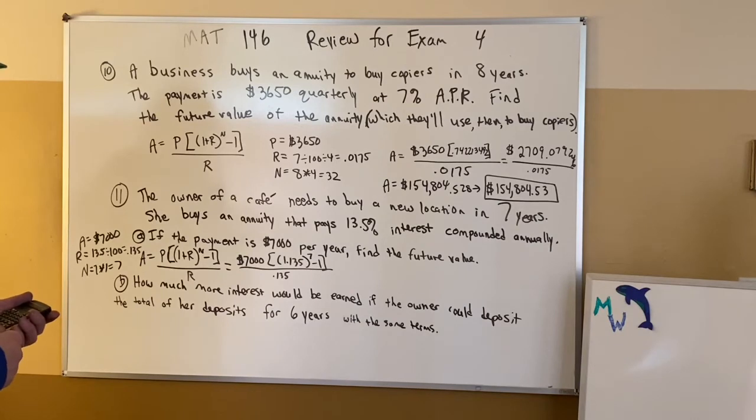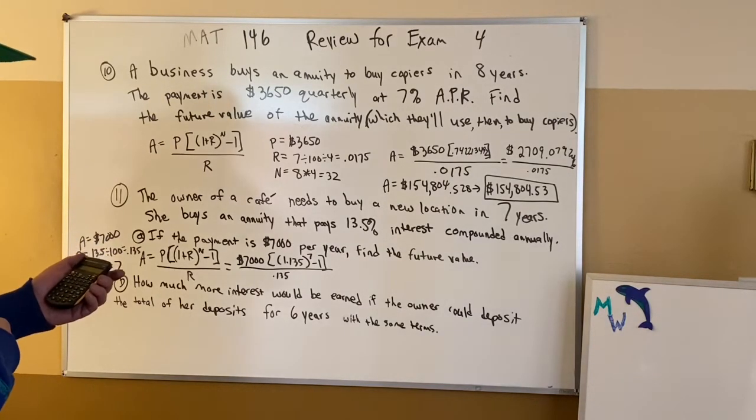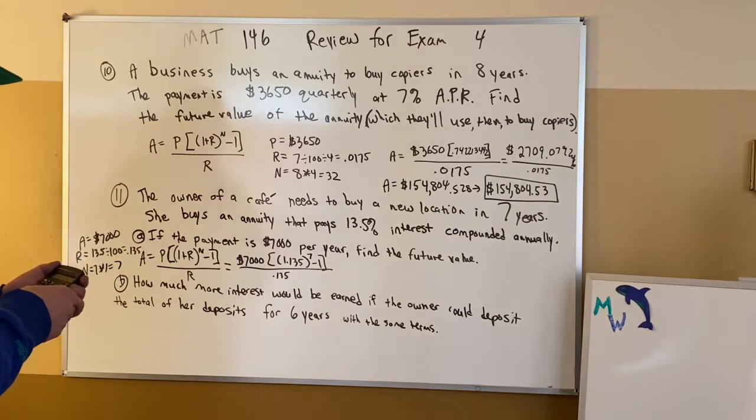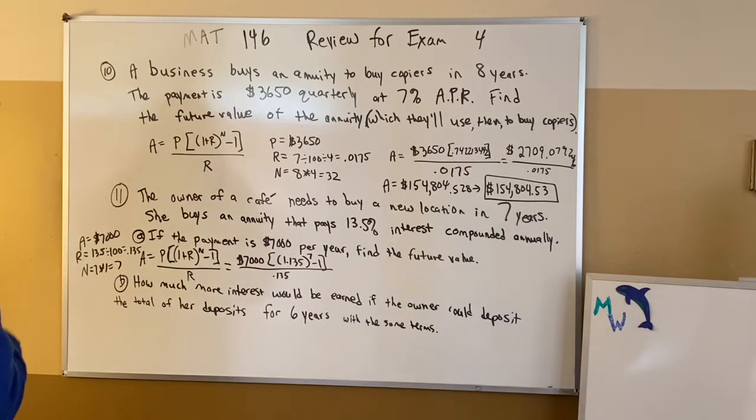So I'm going to do 1.135 powered up to 7, subtract 1 from that value, and multiply by $7,000. It came out with a negative value. That was weird. Let's try that again. 1.135 powered to 7, minus 1, equals 1.426448235, times 7,000.